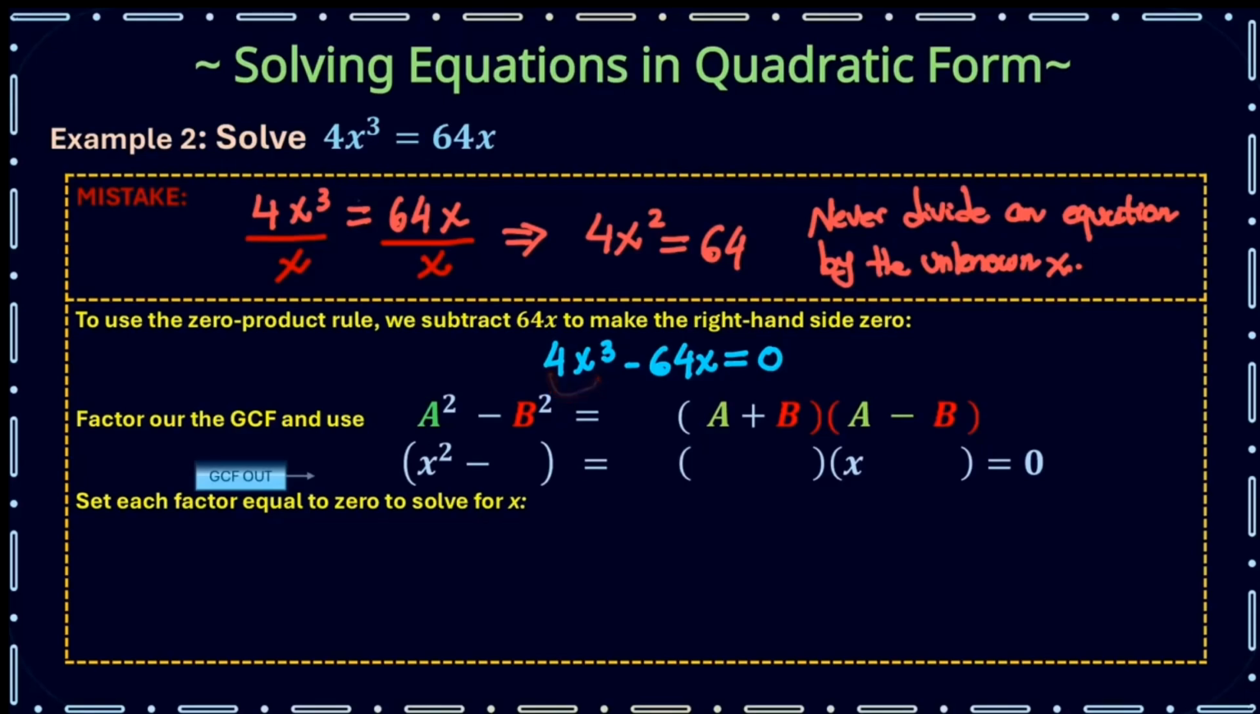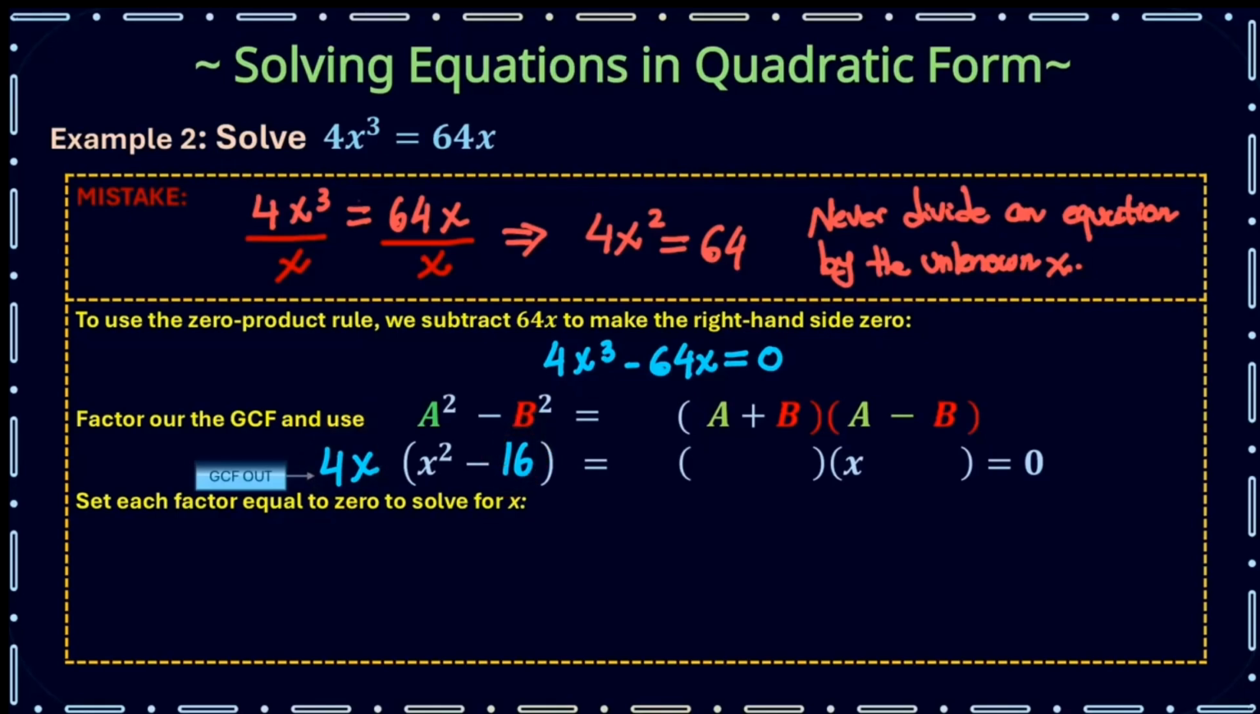We always look for the GCF of the expression in the equation. We have 4 and 64. They have a GCF of 4, and x cubed and x, they have GCF of x. Again, remember x to the smallest exponent, x cubed and x, that would be x. That leaves us with 4x out, and we get x squared minus 16, because 64x divided by 4x is 16.